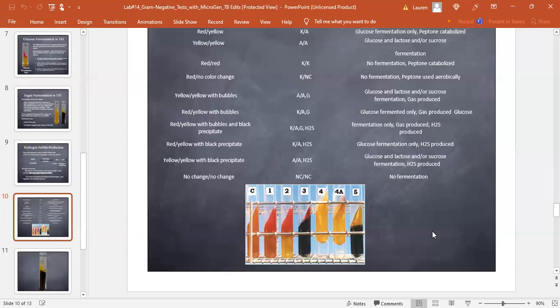H2S. Yes, because if you were to look at something like number 4 and tell me there's gas, that's correct, but you don't know what type of gas it is. It could be CO2, it could be oxygen, it could be any one of those things. But our TSI tube has that special indicator for H2S that turns this butt black. So there is a black precipitate that you can see, but it is specifically showing you that there was H2S production.